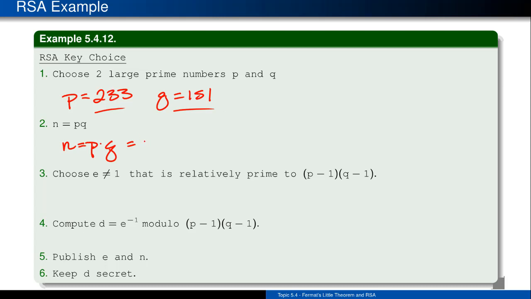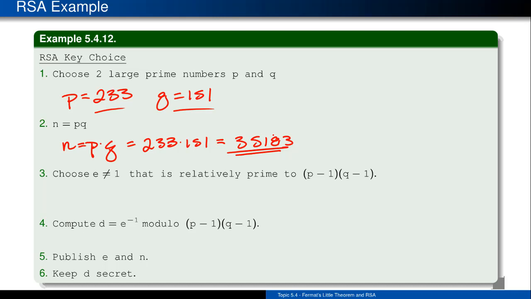So multiplying these by hand, 233 multiplied by 151 is going to kick out 35,183. Okay, so that is half of the information that Bob is going to release. That is the number n that is part of his public key.